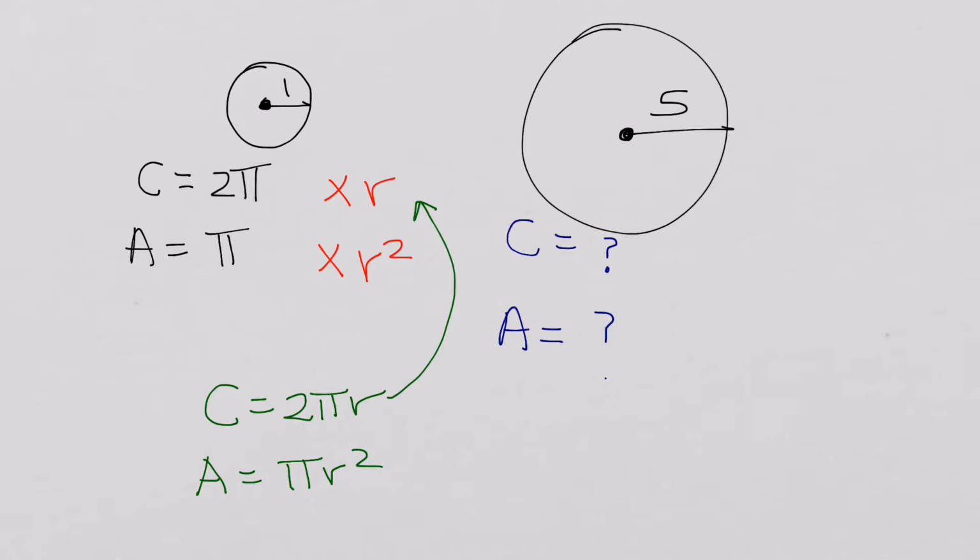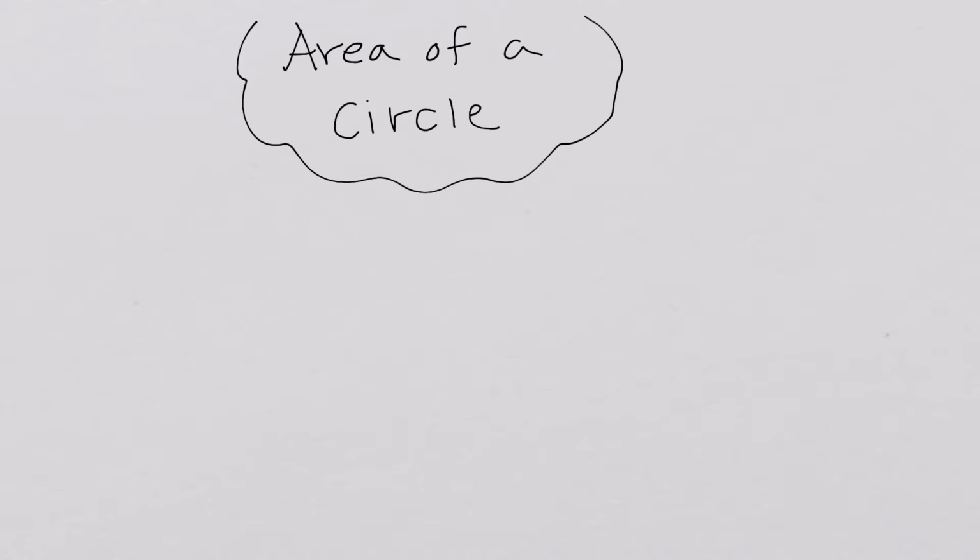The area equation for a circle comes from this. This works for any circle because all circles are similar. So what I will leave you with here is this: if I want to know the area of a circle, the equation is going to be area equals pi r squared.